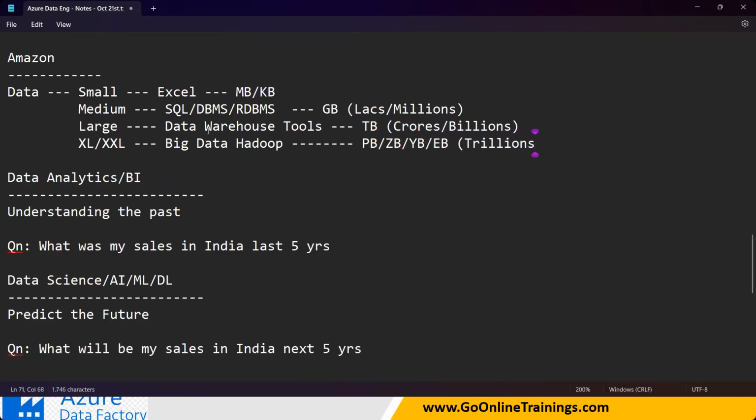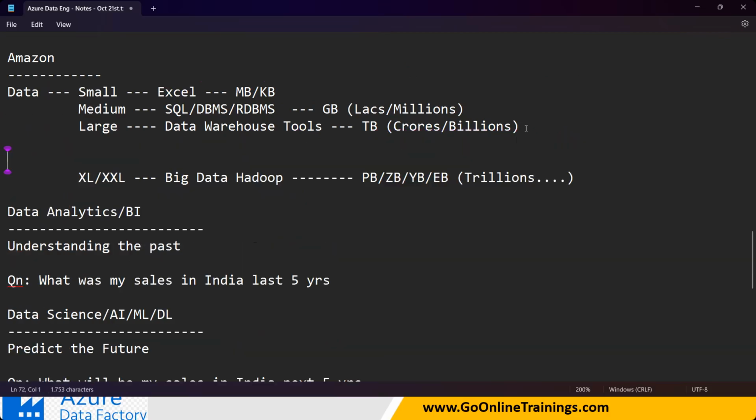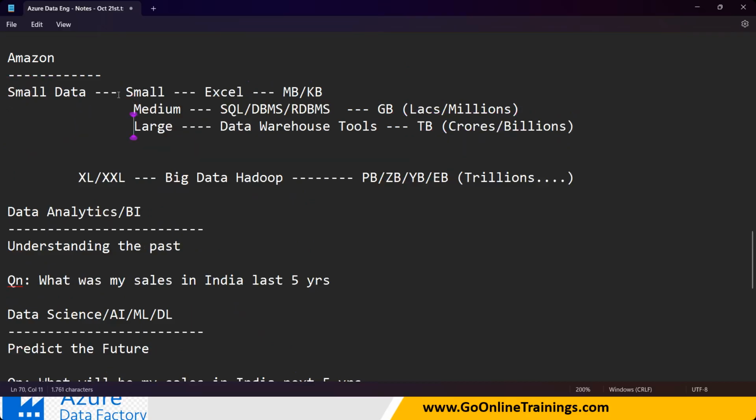You can say trillions of data, or more than that, it is unlimited data. This kind of data is called big data. So IT industry is giving special names to this kind of data. So till either small, medium, large, this kind of data is called small data. So this data is called big data. So IT industry has given two kinds of abbreviations, right?